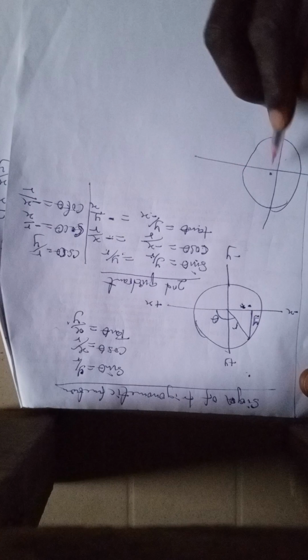Let's go to the third quadrant and see what happens. This is r, and this is the opposite side y, but here y is negative because below the x-axis is negative, so we have minus y. Also x is negative, and r is positive.